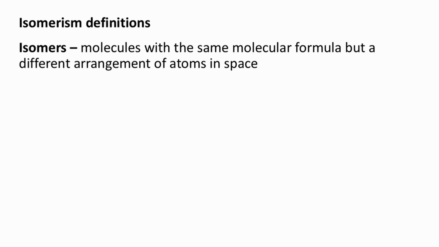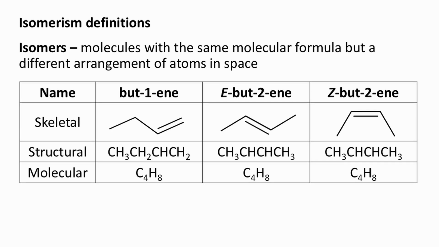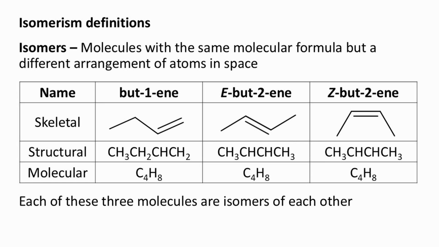As promised, here are the definitions associated with isomerism. Isomers are molecules with the same molecular formula but a different arrangement of atoms in space. The table shows the name, skeletal formulae, structural formulae and molecular formulae for the alkenes in the previous part of this video. Each of these alkenes has the same molecular formula. Each of these 3 molecules are isomers of each other.